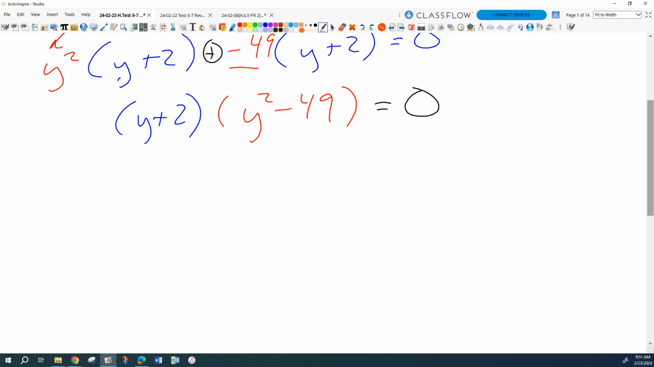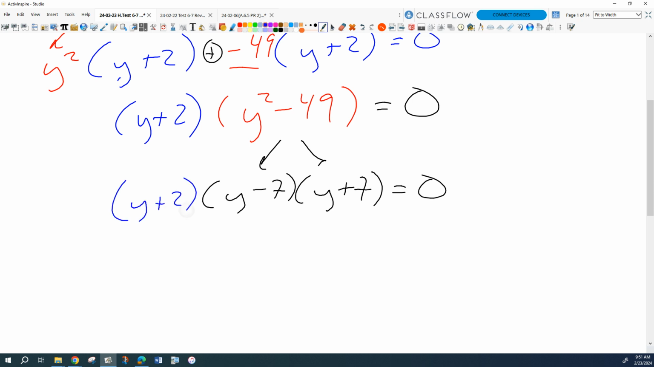But for us now, how would we break this down using factors? How does y squared minus 49 split apart? Y plus 7, y minus 7. There you go. Y minus 7, y plus 7, and then we've still got our y plus 2 out front. So we get 3 solutions and we're good, right?